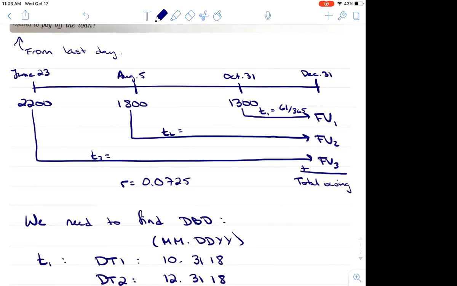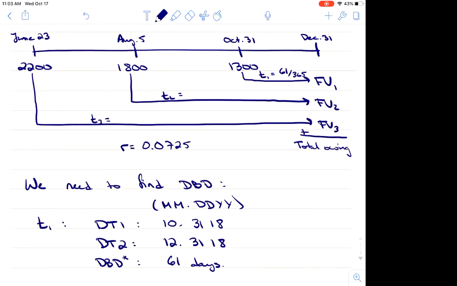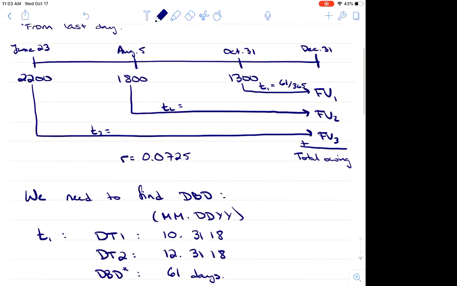So we use the days between dates function to figure out the number of days between October 31st and December 31st. Okay. There's 61 days.